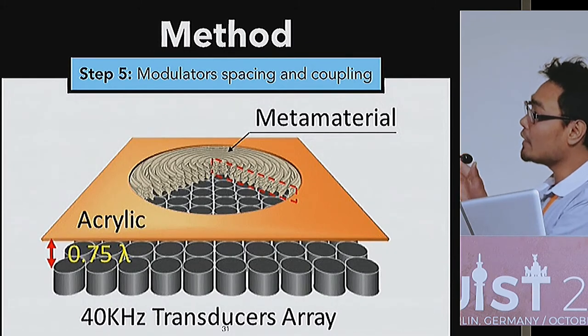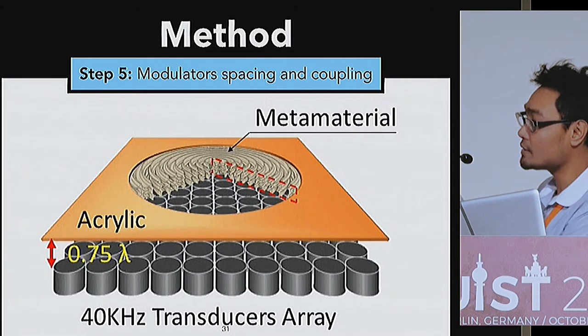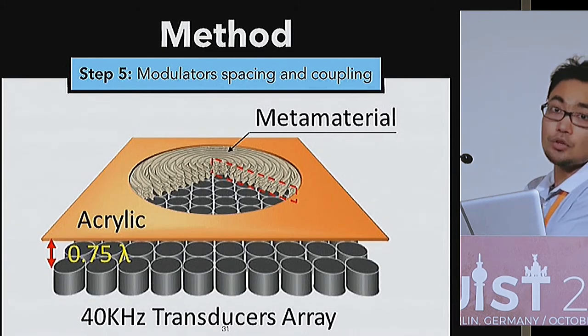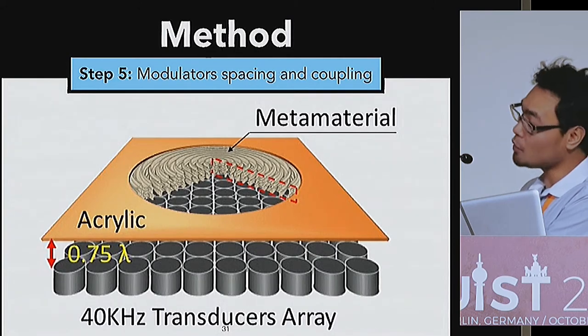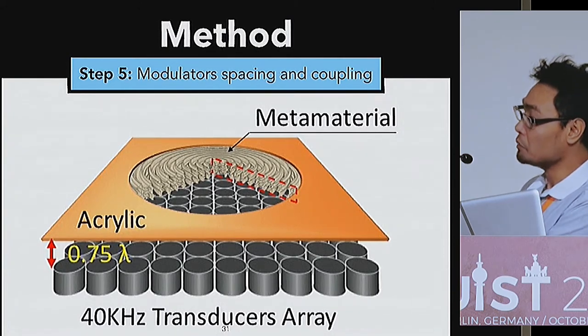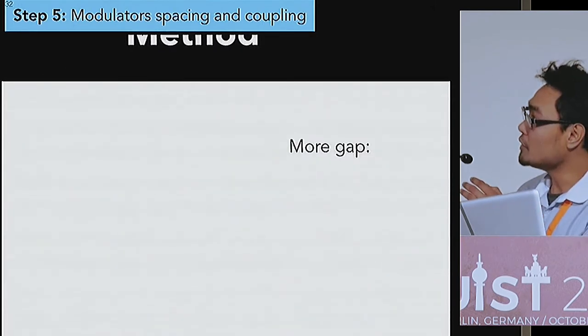Now, the final step is the spacing between them. So we recommend for this setup, for our transducer, 0.75 lambda. Why did we come to this? Because we made some observations.